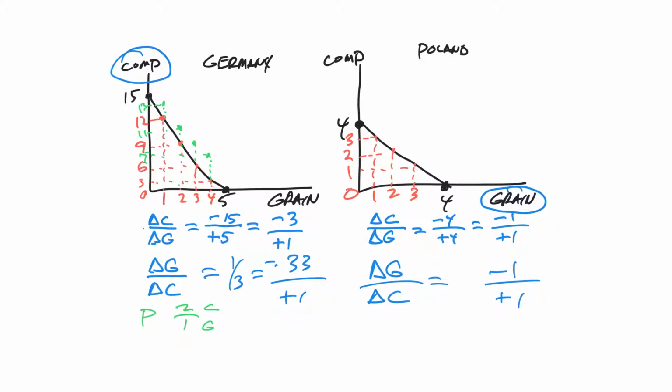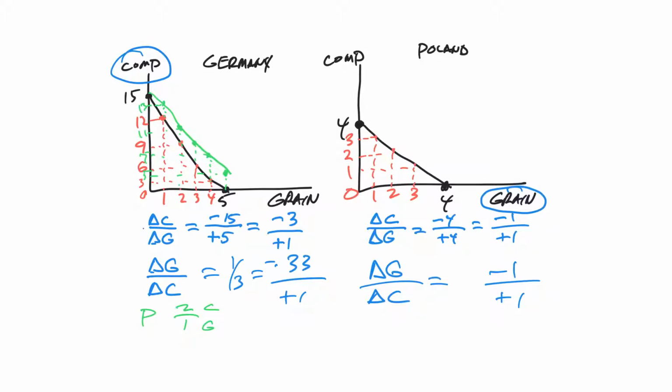And the 5th unit of grain is going to cost them 2 more computers. That brings them down to 5. And they have that point there. So here are their consumption possibilities with specialization and exchange.